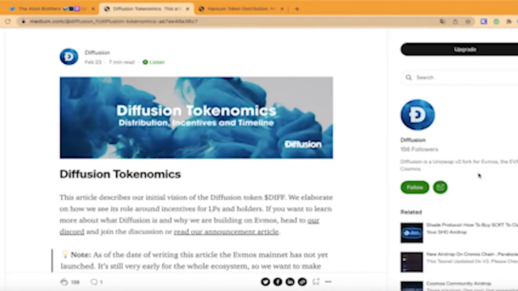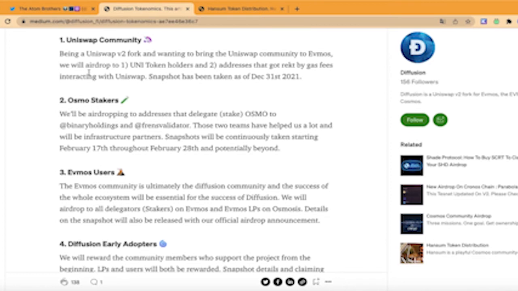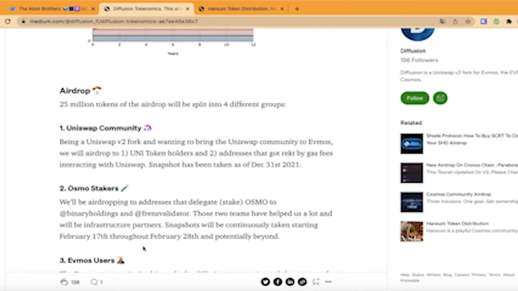The second airdrop that we're gonna discuss is the Diffusion airdrop. To be eligible for this airdrop, you have to stake Osmo with one of two validators: the Binary Holding validator and the Friends validator. There are a few different ways to earn this airdrop. You can go with the Uniswap community, the EVMOS users and the Diffusion early adopters, but we're gonna stay with only this one: small stakers. The important thing to know is that the snapshots will be taken starting February 17th till February 28th.